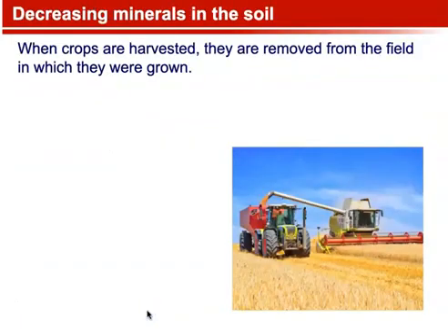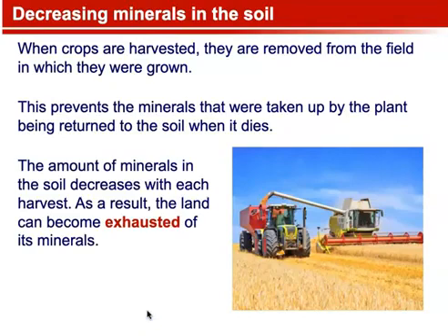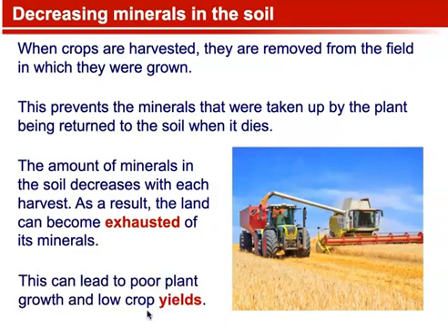Decreasing minerals in the soil. When crops are harvested, they are removed from the field in which they were grown. This prevents the minerals that were taken up by the plants being returned to the soil when the plant dies. The amount of minerals in the soil decreases with each harvest. As a result, the land can become exhausted of its minerals. This can lead to poor plant growth and low crop yields.